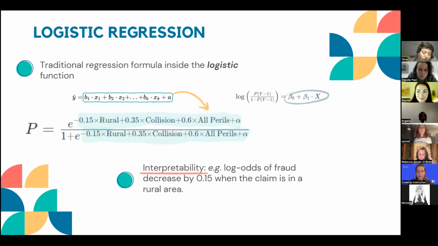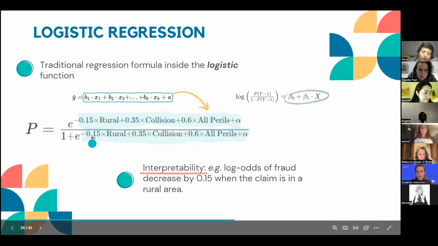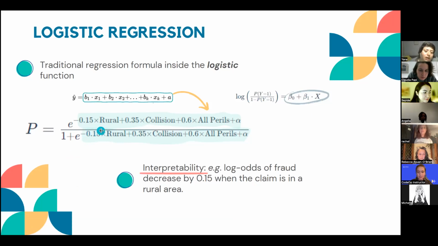So for example, looking at this formula and using our example, we can see that the log odds of fraud would decrease by 0.15 when the claim is in a rural area. It decreases because there is a negative sign in front of the coefficient. Similarly, we can say that the log odds of fraud will decrease by 0.35 if the claim is associated with the base policy of the vehicle being collision.